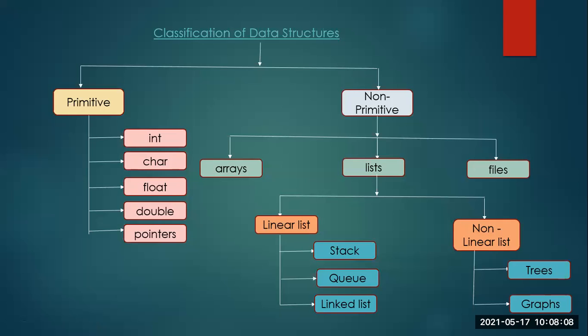When we use the term list, we mean that it is going to be a collection of items, objects, or data. And these items or objects will be represented in a sequential manner. Then, coming down to the first one, that is a linear list. You can see that linear list again has three categories. It has stack, it has queue, and it has linked list.